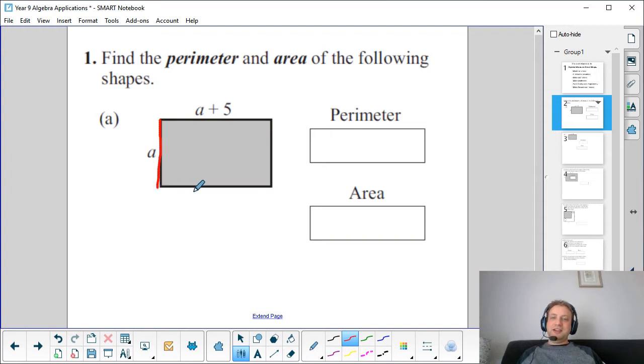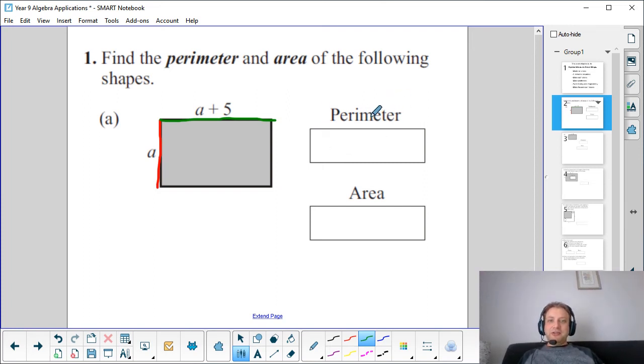So it's got a height of A, which we don't know what A is, right? A doesn't mean anything. That's why algebra is really good, because I don't know how tall my rectangle is, so I just call it A. What I do know is that it's a bit longer than it is tall, so we use A plus 5 to represent the length of the rectangle.